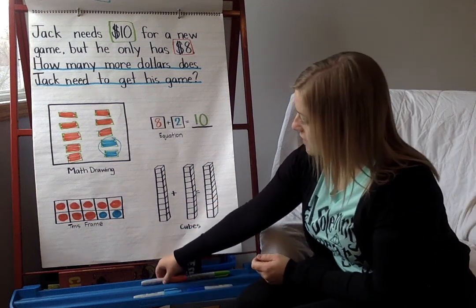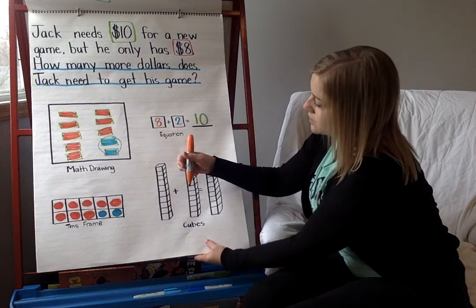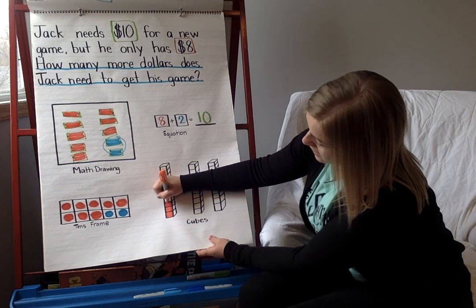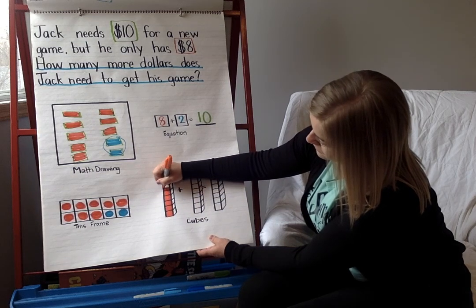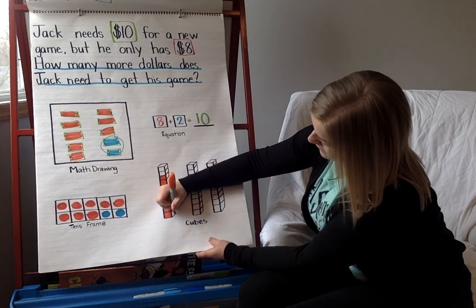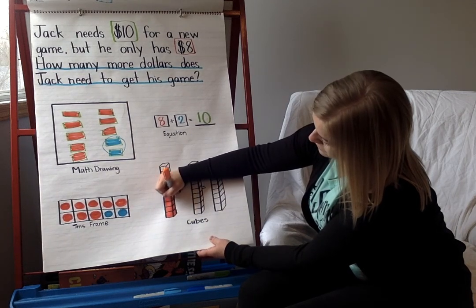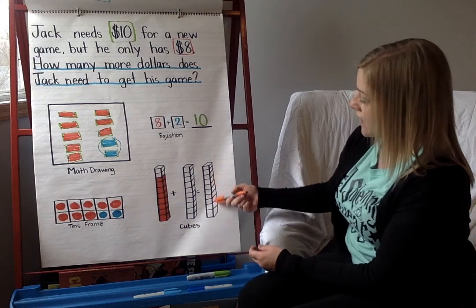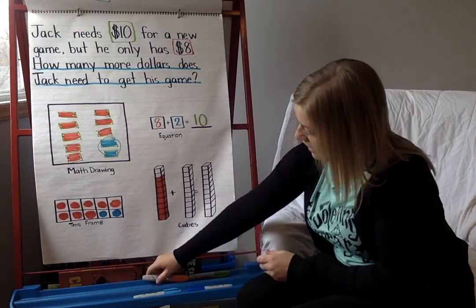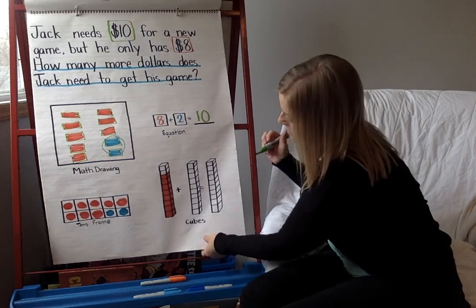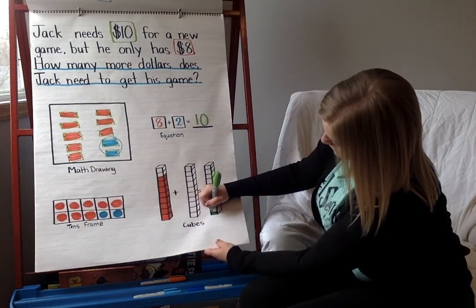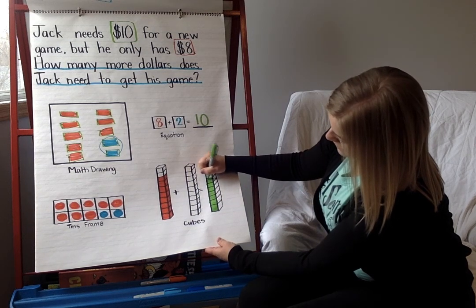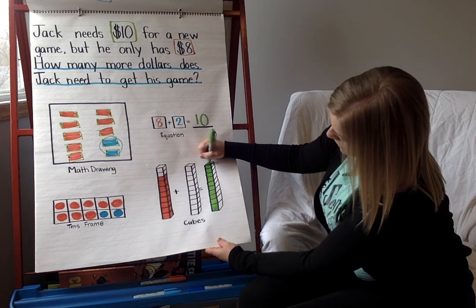Then with the cubes, we'll do the same thing again. We start with our first number partner, which we know, and he already has $8. Fill those in over here. And then at the end, we know that he needs to have 10 all together. So let's fill out our tens cubes over here with all boxes filled in because Jack needs all 10 of these filled to be able to get his new video game.